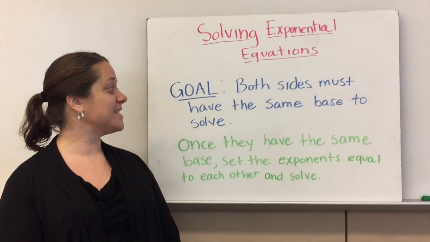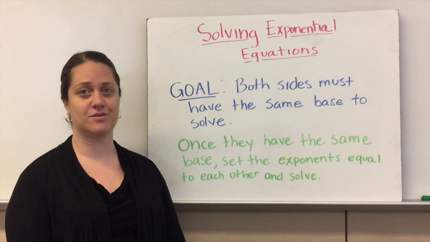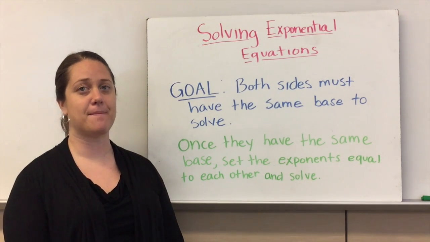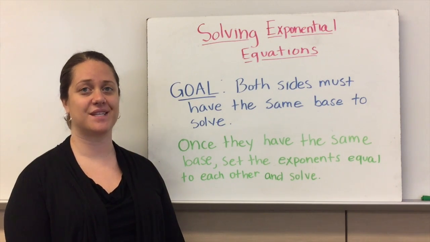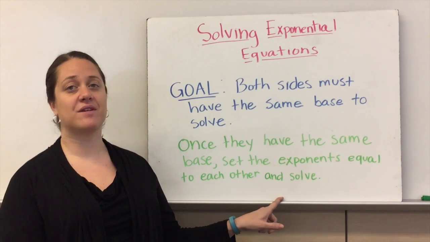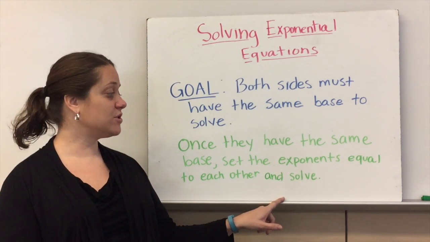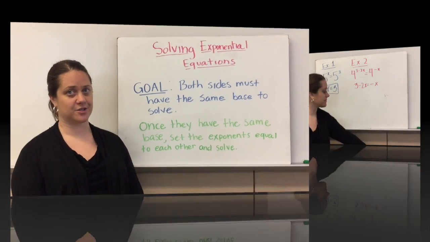So the goal is that both sides must have the same base to solve. So before you solve, you need to get them to have the same base. Sometimes they'll start out with the same base, but if they don't, you have to get them to the same base. Secondly, once they have the same base, all you have to do is set the exponents equal to each other and solve. So it's pretty easy once you get your goal accomplished.